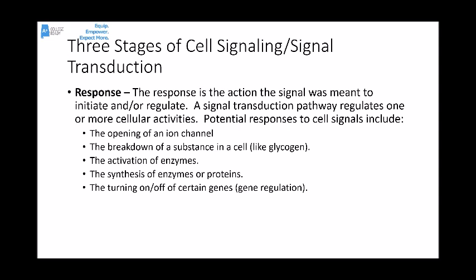So the final stage of cell signaling is the response. The response is the action the signal was meant to initiate or stop or regulate. It might be something like opening up an ion channel, like in a neuron. It might be the breakdown of a substance, like the breakdown of glycogen that occurs in the liver in response to adrenaline. It might be the turning on of an enzyme.